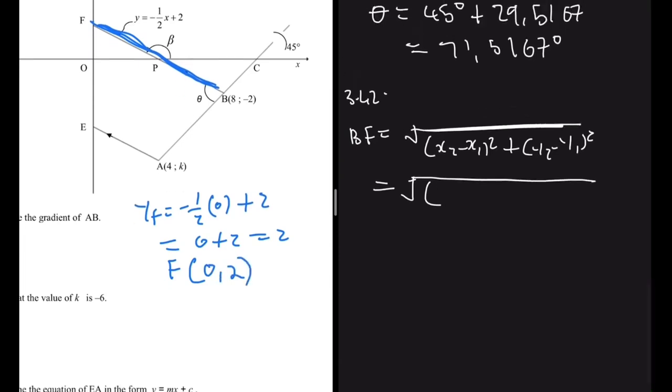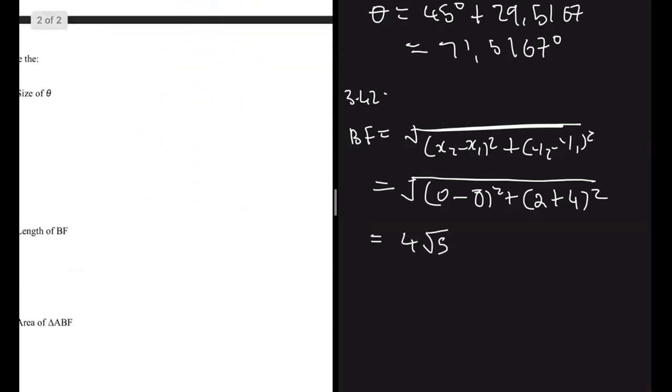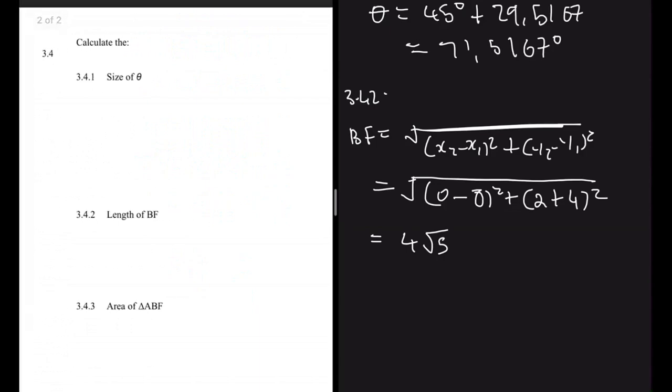So let's take point F as our second point and B as our first point, right? So here we're gonna have 0 minus x of B, which is 8 squared, plus y2, that will be 2, minus 2, that will be plus 4, right? Squared. And then if you put that in your calculator, you're gonna get 4 square root of 5.